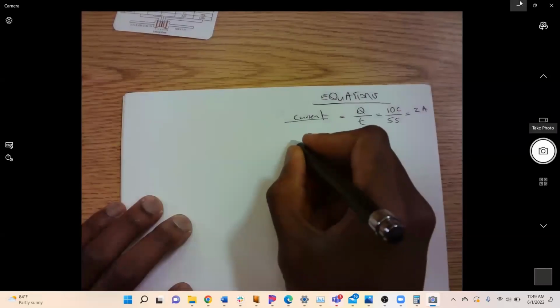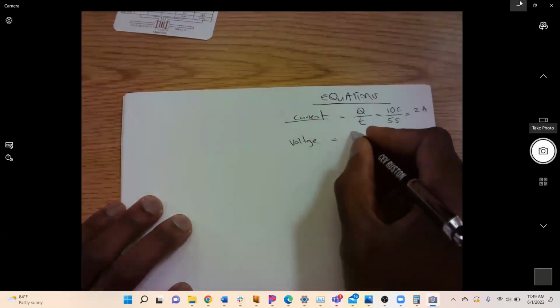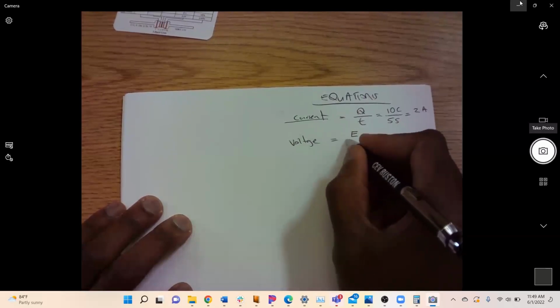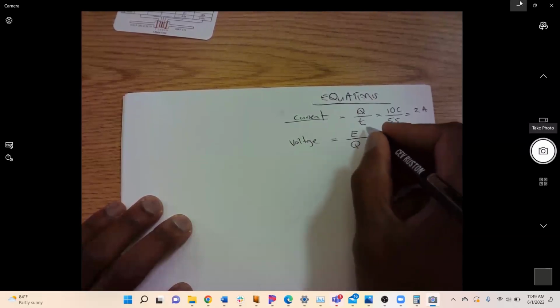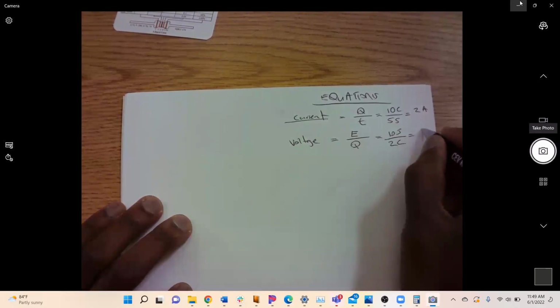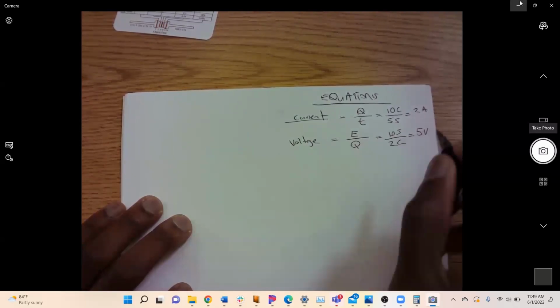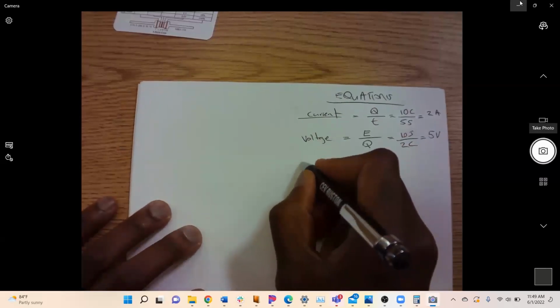What about voltage? We said voltage is the amount of energy that we use per coulomb of charge that flows. So E over Q or W over Q. And here's an example. If we have 10 joules per 2 coulombs, we have here 5 volts present. Secondly, we said that, which is Ohm's law.